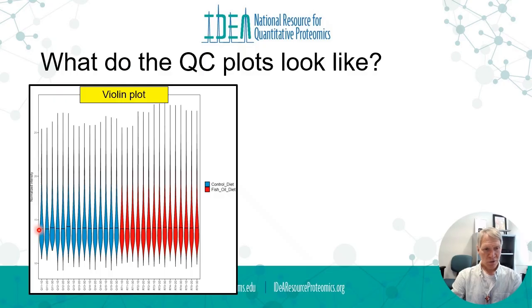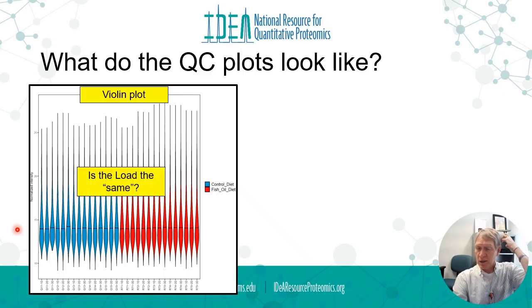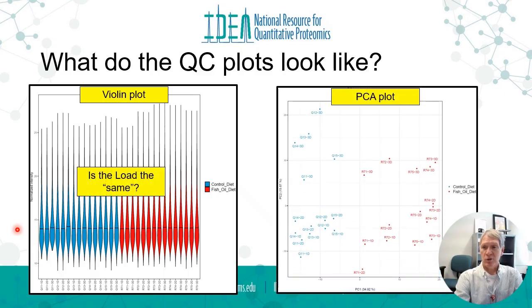And so this black line represents the mean here, and you can see that it's pretty good for tissue samples that we've normalized pretty well on the front end. We did a protein quant on the front end to say we want to start with about the same amount of protein for each sample, and I think we did a pretty good job. So we hope that in this violin plot, everything looks the same. Is the load the same? That's what we're looking for there.